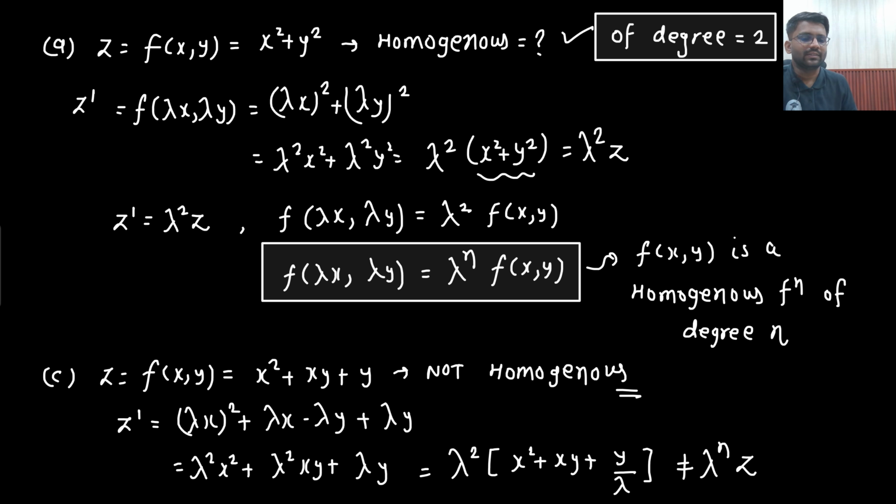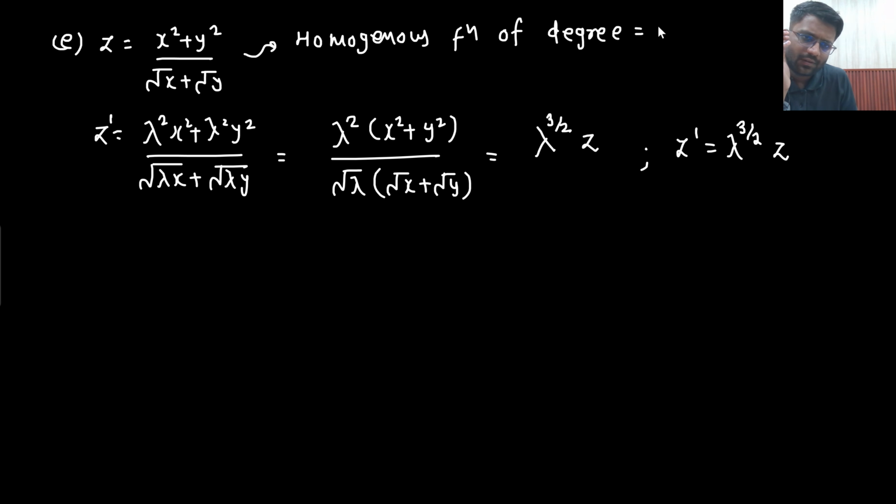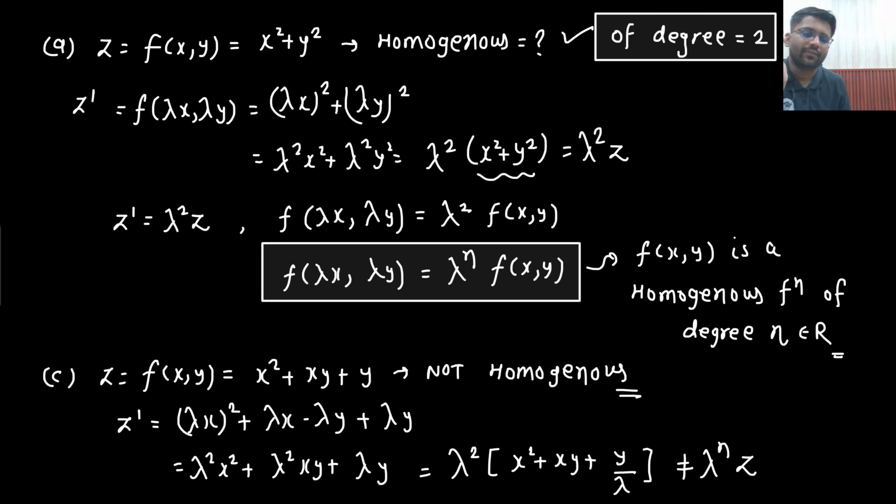So it could be anything. This n would be integer? Okay. This n can be, n would be real number. It is not necessary to be the integer. It could be any real number. N belongs to real number. So what it is? It is a homogeneous function of degree 3 by 2. Degree 3 by 2. A, B, C, D, E, F.